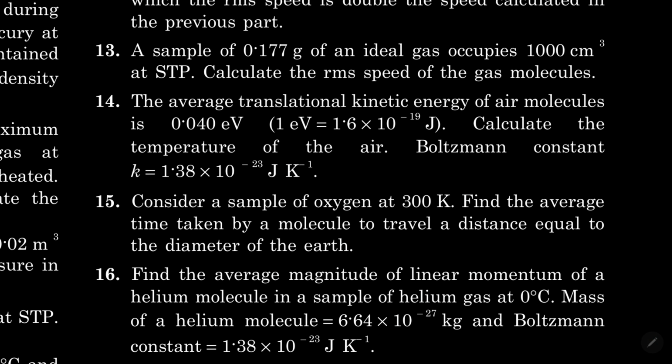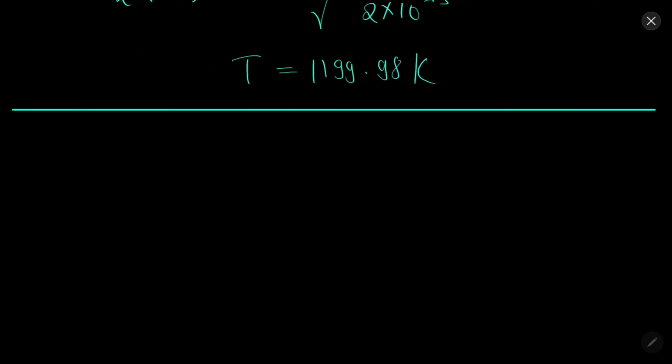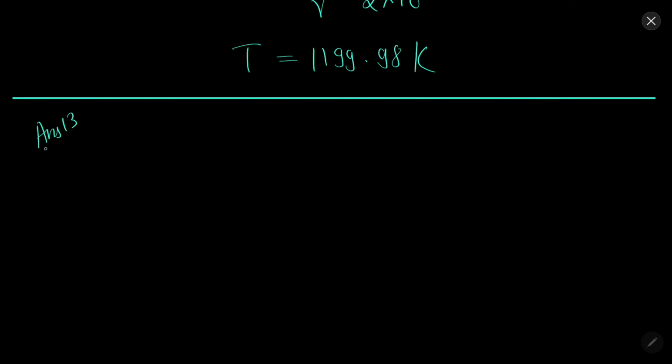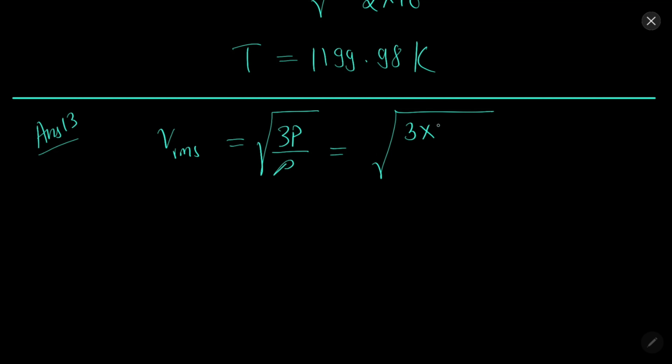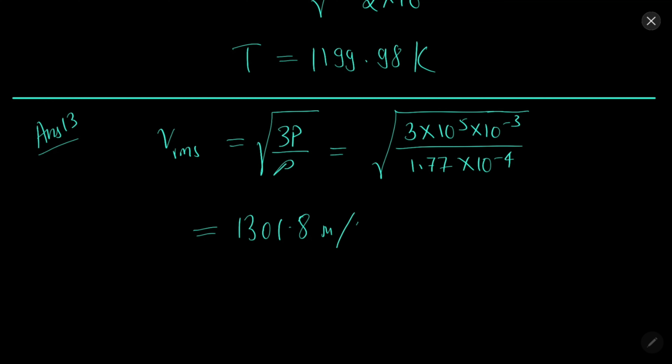In 13, a sample of 0.177 gram ideal gas is there. Calculate the RMS speed of the gas molecule. Solution 13. RMS is root 3p over rho. 3 into 10 to the power 5 into 10 to the power minus 3 over 1.77 into 10 to the power minus 4. So it will be around 1301.8 meters per second.